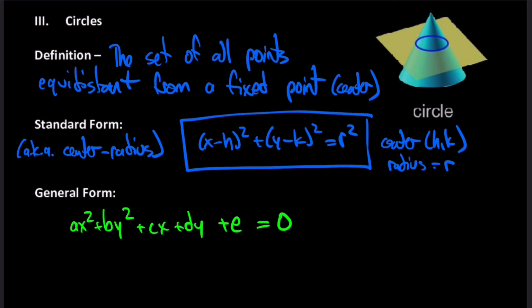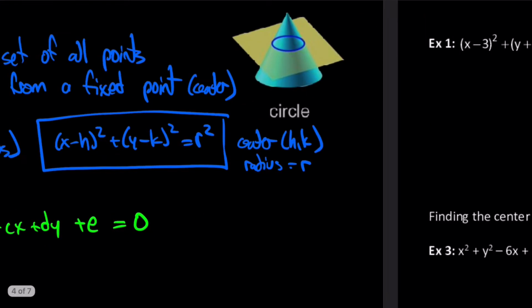So how do I know if this is a circle and not an ellipse or a hyperbola or a parabola? Well, for a circle, A equals B. Doesn't have to be 1. They can both be 2. They can both be 4. But those two will be equal and also the same sign. Okay, let's get to some circles.